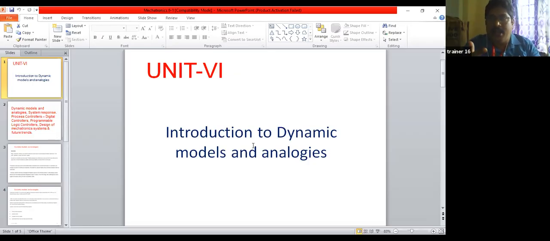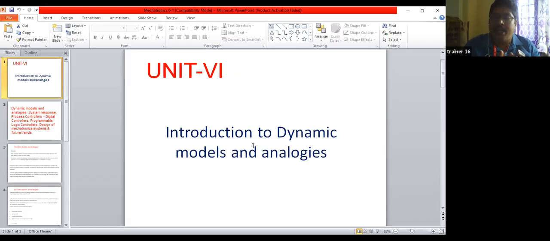So next I have to give one by one. Next class I will ask you, right? So with the help of all the things you studied, we have to make a model, dynamic model, and then we have to compare that system to the other system. That means comparison means here we are comparing the output.